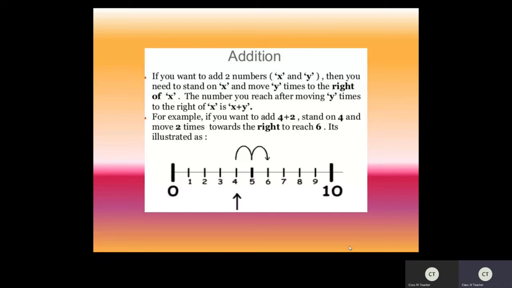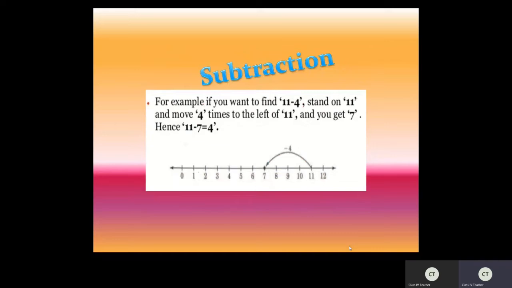Where did we reach now? 6. Yes or no? So 4 plus 2 will give you 6. This is called addition on a number line. This is the way to represent addition on a number line. Okay. The next one, subtraction on a number line.